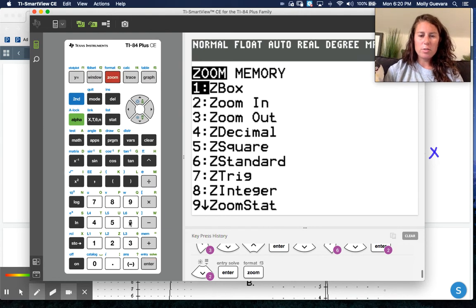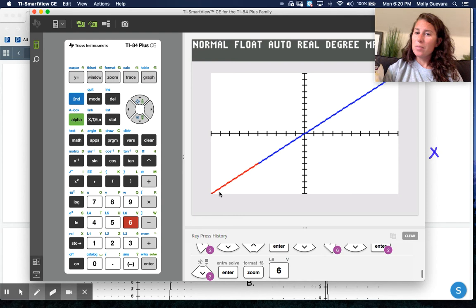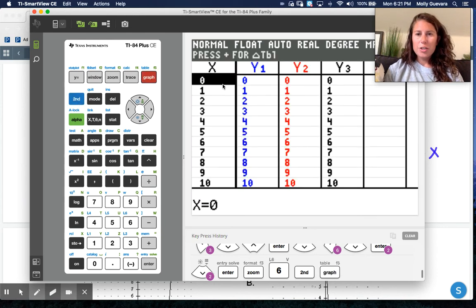I'm actually going to do zoom 6 because I don't know what my window looks like. So there is the first graph, which is lining up with y equals x. There's the second graph, which is also lining up with y equals x. And then, of course, you can barely tell, but the third graph in black is y equals x. So since all three of them are the same line, they are inverses of each other. You can also use the table feature to show that y1 and y2 are the same. Since they're the same, they are inverses of each other.